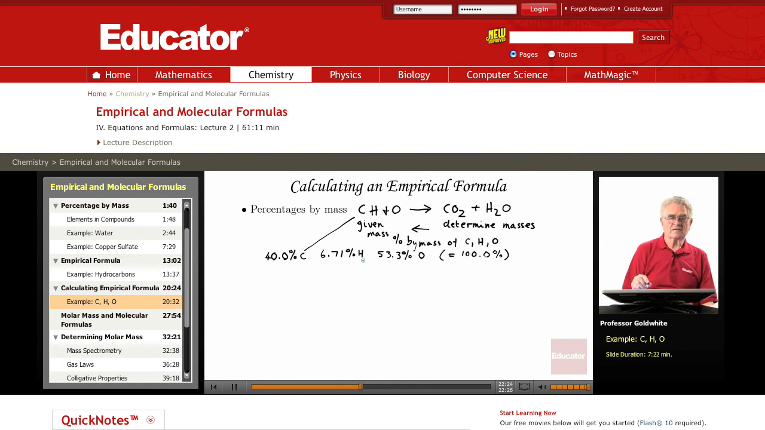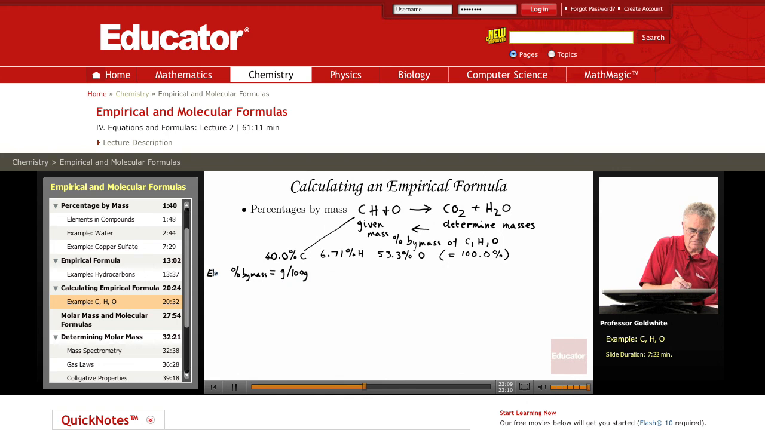How do we turn this mass percentage information into an empirical formula? I suggest that you use a method which is very straightforward, which you can expand to include any compound for which you need to calculate an empirical formula from mass information, and which works. Set up a table. First of all, we put the percentage by mass, and remember, that is the same thing as the grams per 100 grams.